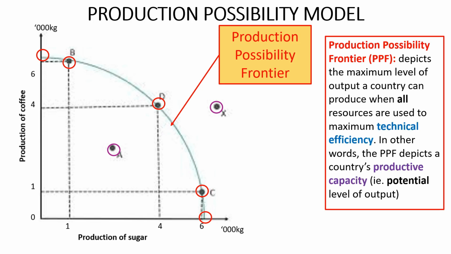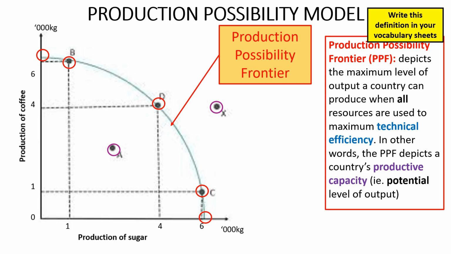The production possibility frontier depicts the maximum level of output a country can produce when all its resources are being used to maximum technical efficiency. In other words, the production possibility frontier depicts a country's productive capacity, that is, the country's potential level of output. Look down the left-hand side of your vocabulary sheets, find the term production possibility frontier and write this definition in there. You can see that this definition refers to two other important concepts.